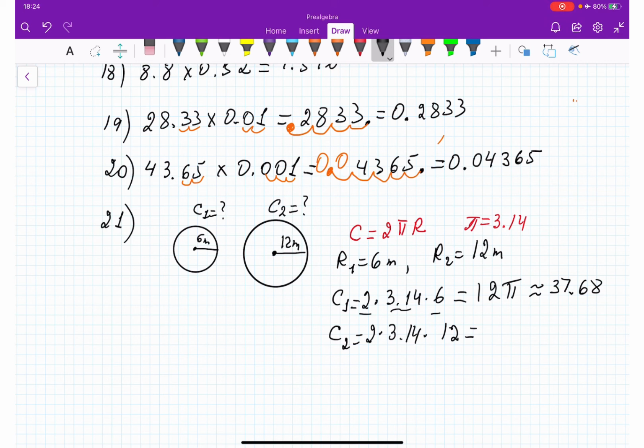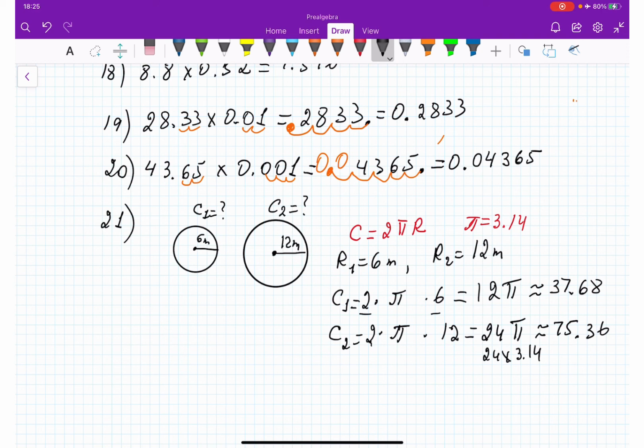Now, the second one, if you put 2 times 12, it's going to be 24 pi. Let me put it here, pi, since we are not multiplying by 3.14, at least that's what the problem wants us to do. Okay. So it's going to be 24 pi, and the approximate circumference for the larger circle is going to be 75.36, because you take 24 times 3.14, because pi is a constant, right?